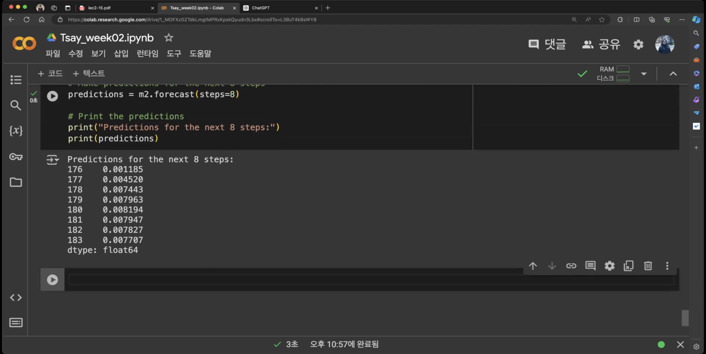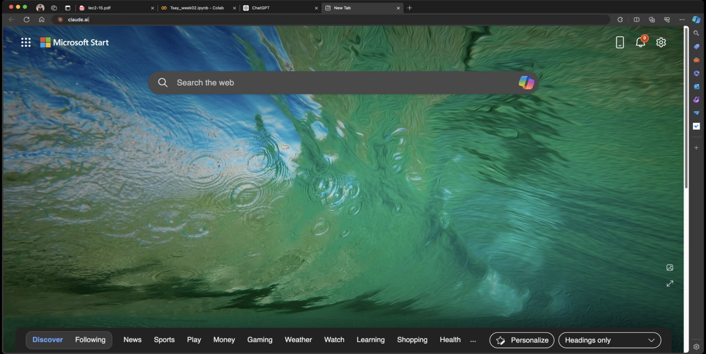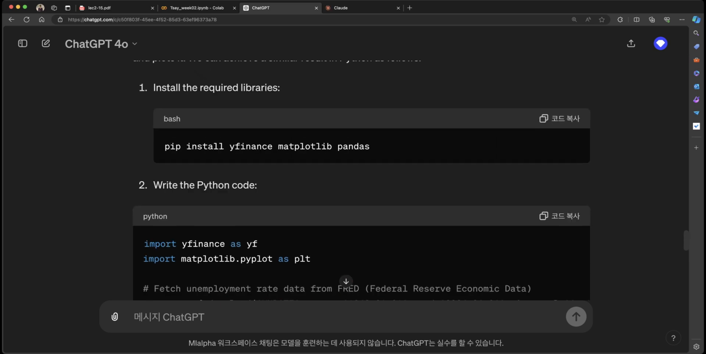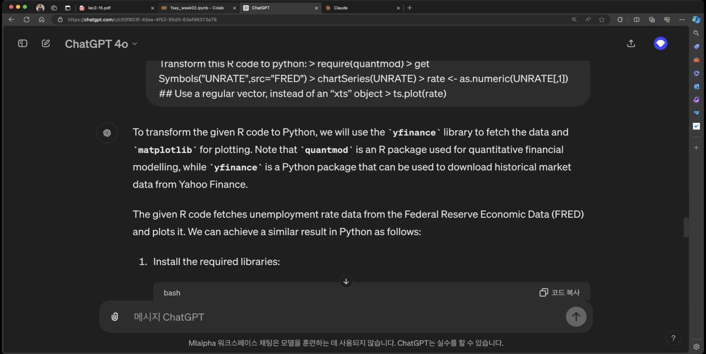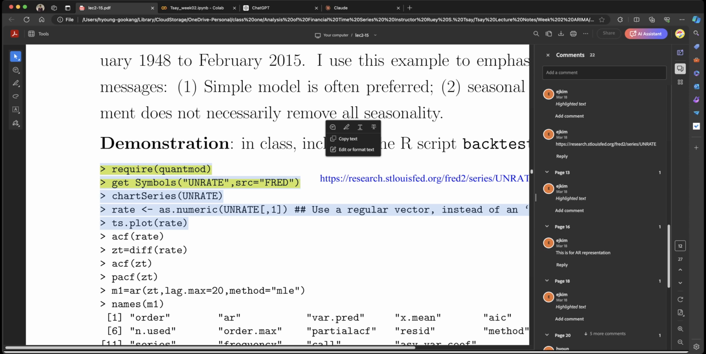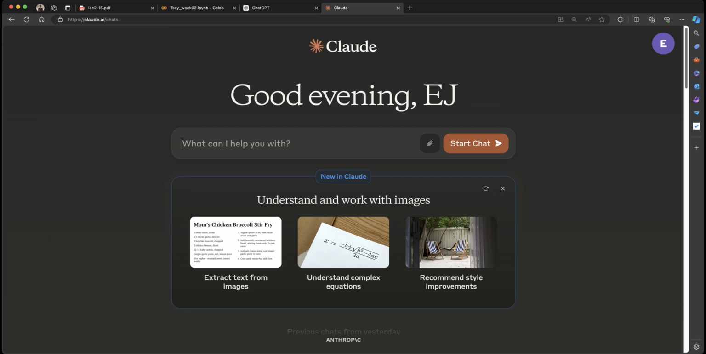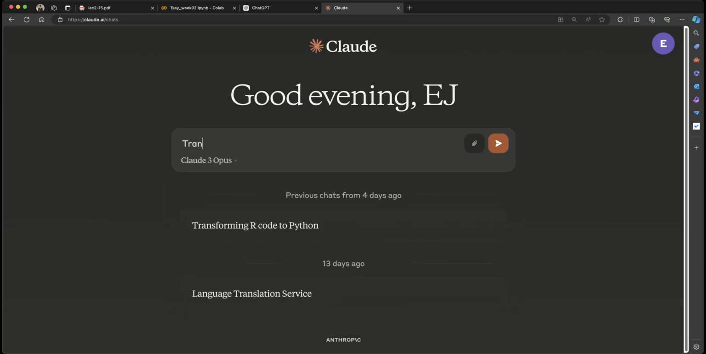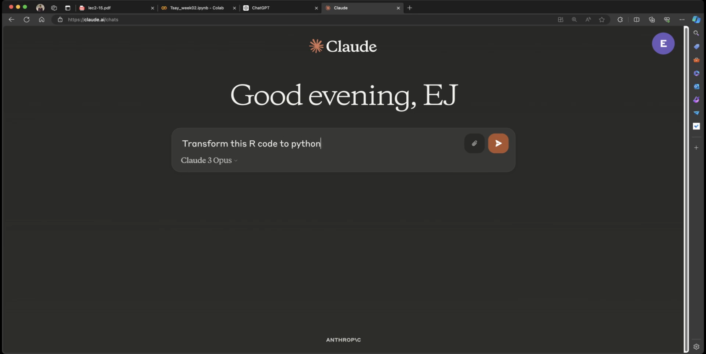Let's go to Claude. I prefer Claude. Claude is usually better at code. So, again, copy. Transform this R code to Python. Okay, let's try this one.